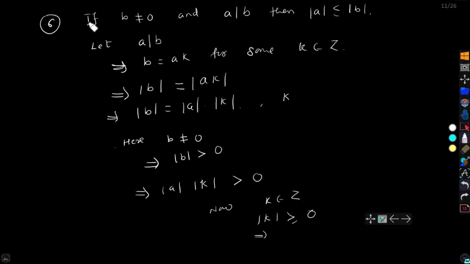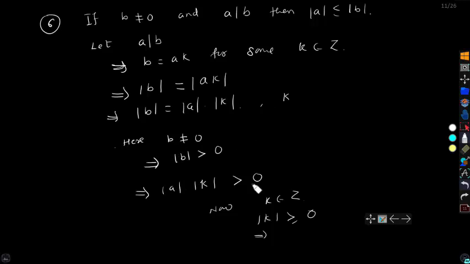Let us see the proof of part 6. Part 6 is: if B is not equal to 0 and A divides B, then modulus of A is less than or equal to modulus of B. Suppose A divides B. This implies that B is a multiple of A. Therefore, there exists an integer K such that B is equal to AK for some K belongs to Z. This implies that mod B is equal to mod A into mod K, using the properties of modulus.